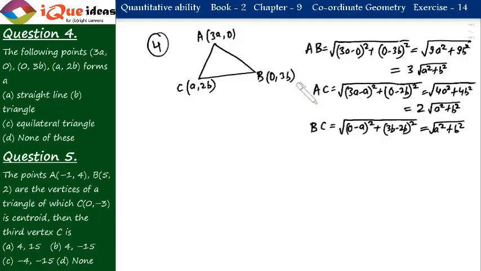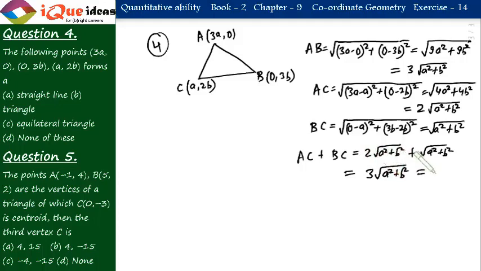Right, very clearly we can see that AC plus BC is equal to 2 times root of a square plus b square, plus root of a square plus b square, and that comes out to be 3 times root of a square plus b square, and that is equal to AB. So AC plus BC is AB. That means they cannot form a triangle, right? They do not form a triangle. They are collinear points. They form a straight line.